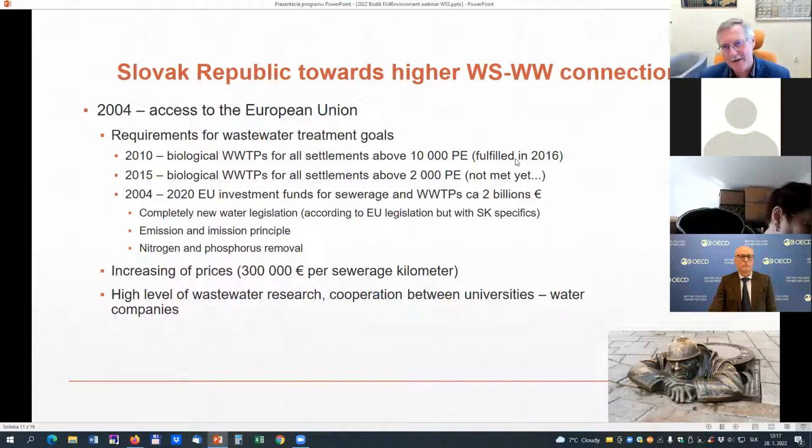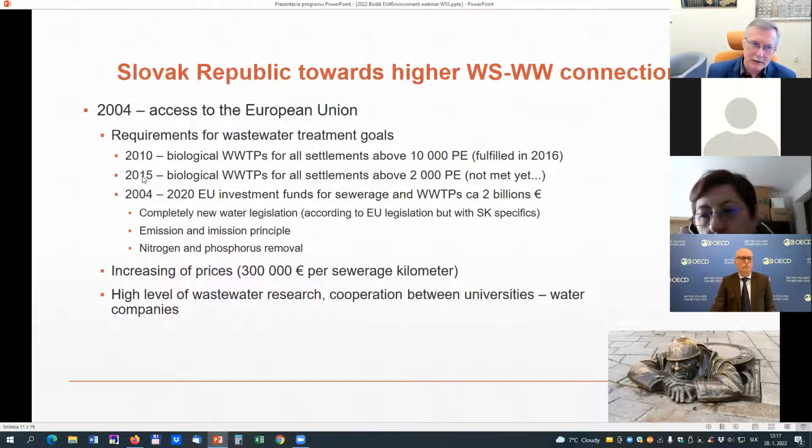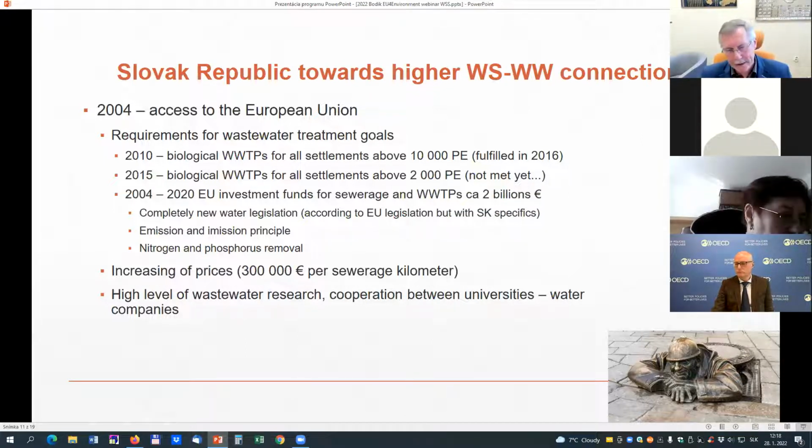It was fulfilled 6 years later, in 2016. Okay, fulfilled, we are ready. The next requirement was up to 2015: all settlements with more than 2,000 population equivalent should be connected to biological wastewater treatment plants. Not bad yet. We need to connect approximately 60 settlements to these biological treatment plants. We are waiting for money and so on and so on.